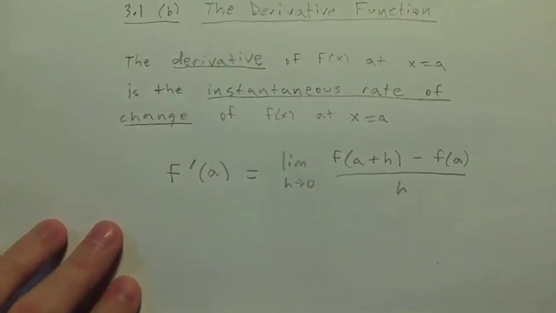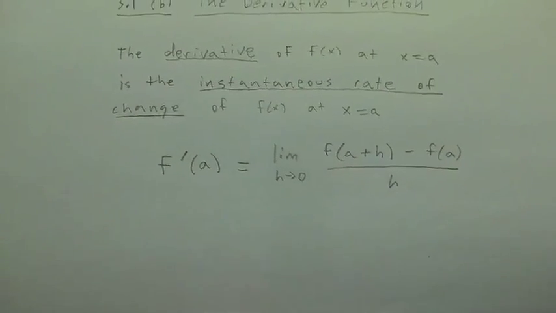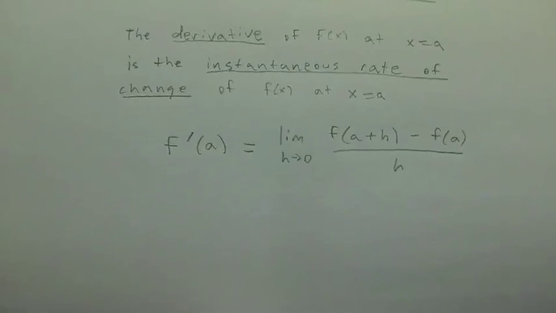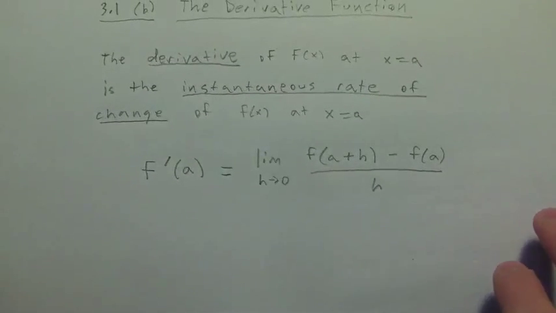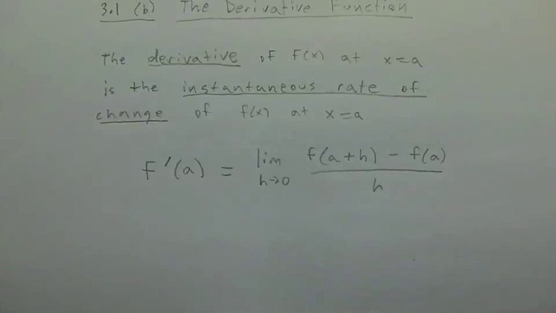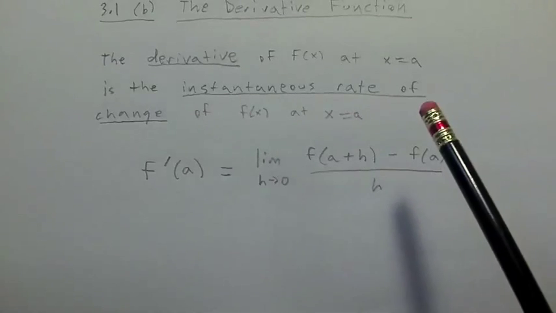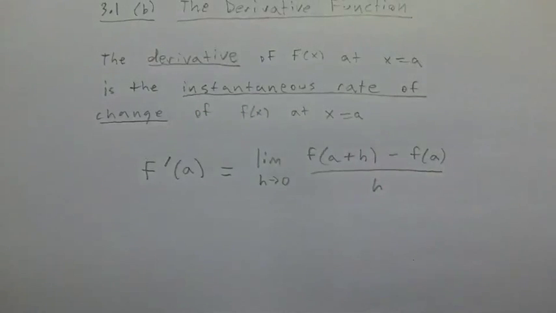Alright, well class, today we're going to continue our discussion on section 3.1, which tends to take a little while to get through, but this is part B I'm calling, and it's on what we call the derivative function. Now to start, I'm going to just introduce the definition of the derivative, and basically the derivative of f of x at x equals a is the instantaneous rate of change of f of x at x equals a. So the derivative and the instantaneous rate of change are actually the same thing. Okay, just different names for the same thing.